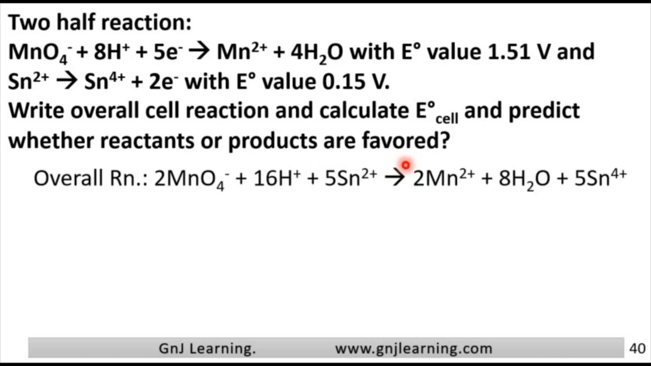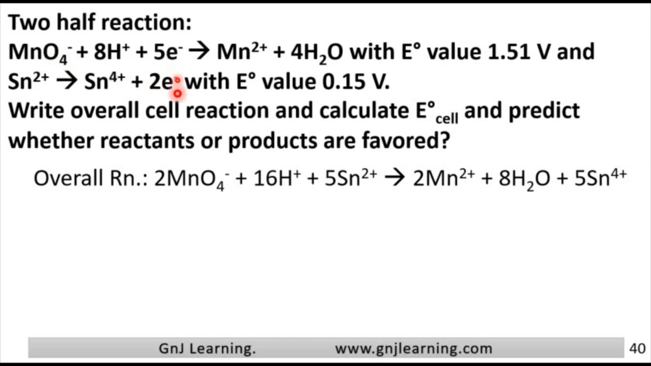So we will write the overall reaction like this: you just add all the reactants, then you just add all the products. Before doing that, you have to equate the number of electrons. Here there are 5 electrons and here there are only 2 electrons. So if you want to equate, you have to cross multiply. The lowest common multiple will be 10, so you have to multiply this equation with 2 and this equation with 5. Then both will have 10 electrons each.